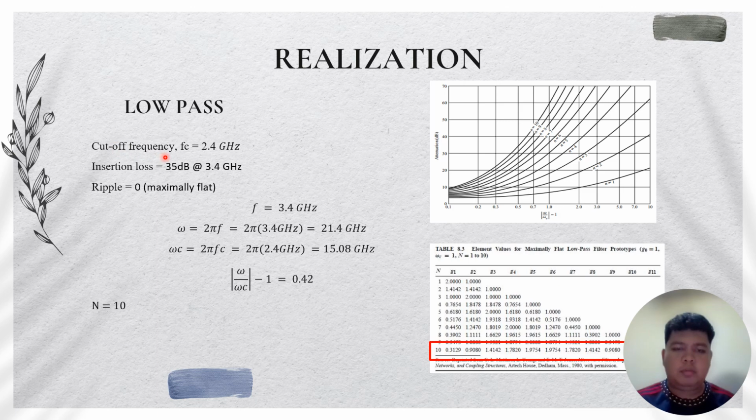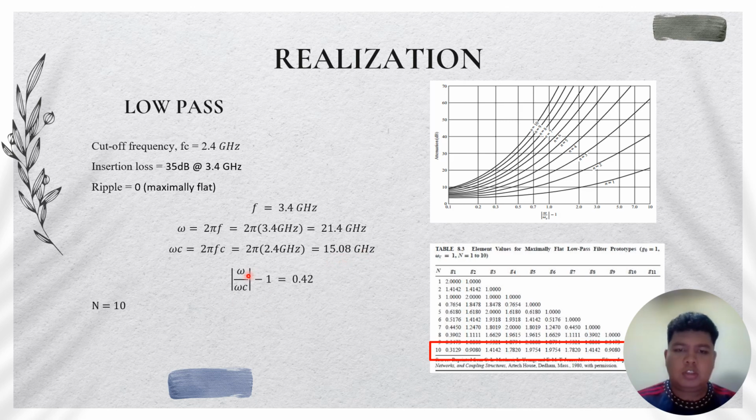The cutoff frequency that has been given is 2.4 GHz. The insertion loss is 35 dB, which is at 3.4 GHz, and the ripple is equal to 0, which means it is maximally flat. So I use the formula omega equals 2 pi f, and also omega c equals 2 pi fc. Then we insert the value of f, which is 3.4 GHz, and we get 21.4 GHz. For omega c, we insert the value of the cutoff frequency, and the value we get is 15.08 GHz.